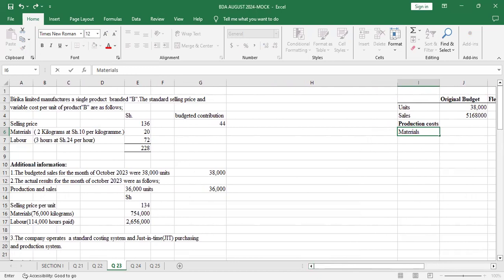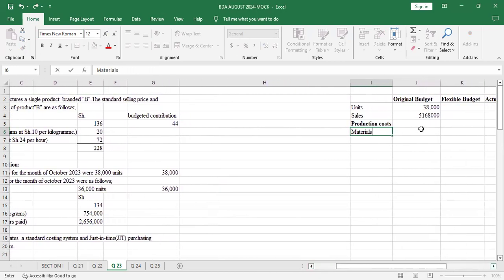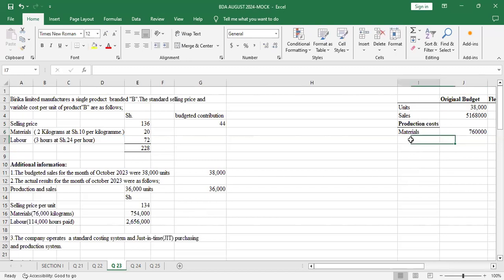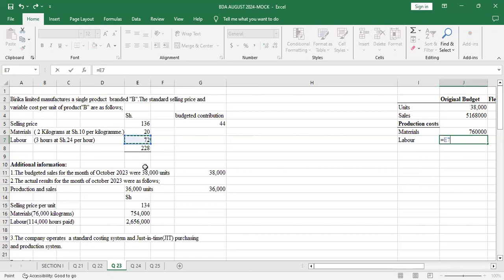What was the cost of materials under the original budget? This is what we'll do. We will pick material per unit, it was 20 shillings, and you multiply by 38,000 units. Then labor. You'll take the labor per unit was 72, then you multiply by 38,000.